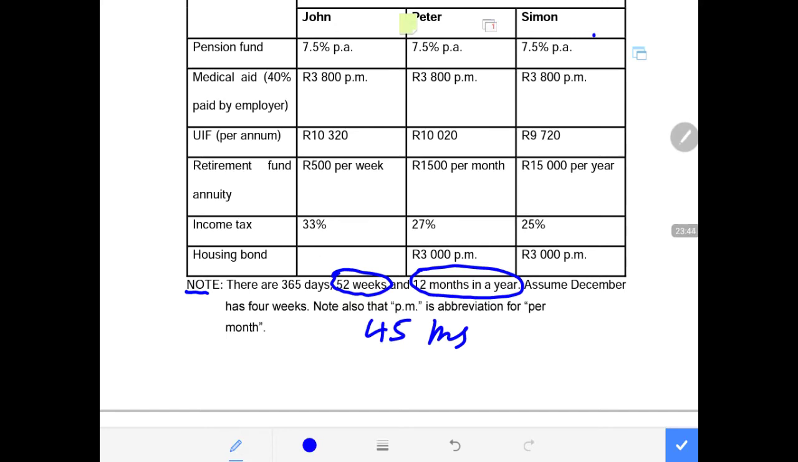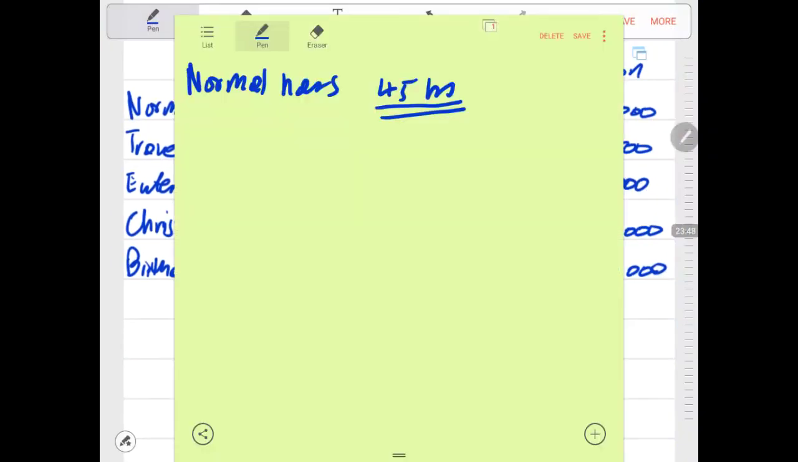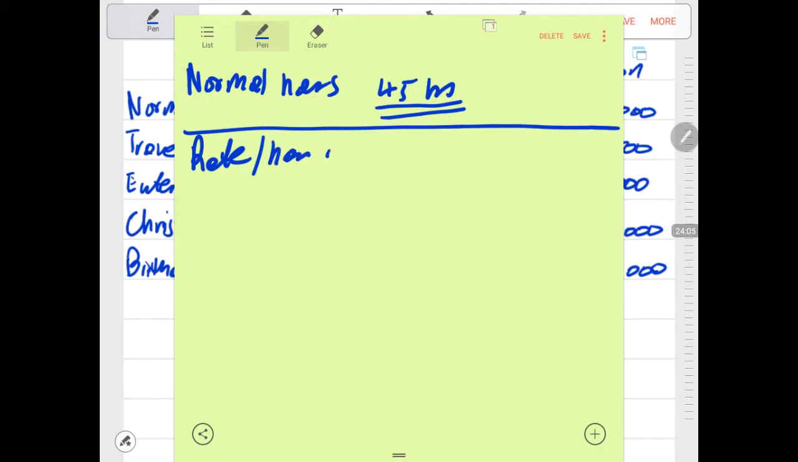So now let me show those workings and see if it will fit here. Now we're calculating the weekly wage and the rate per hour. Rate per hour and rate per week.